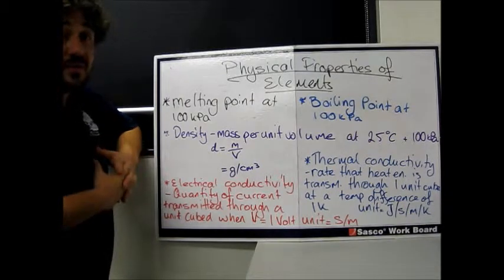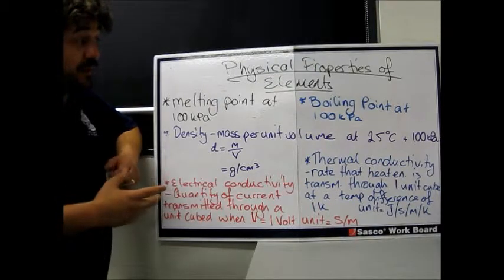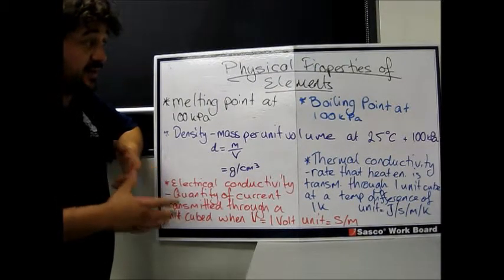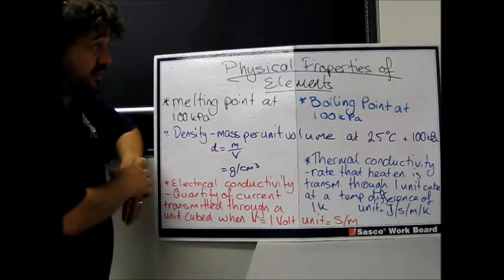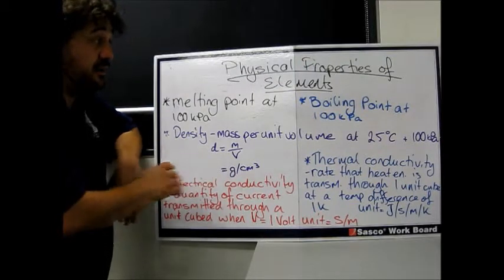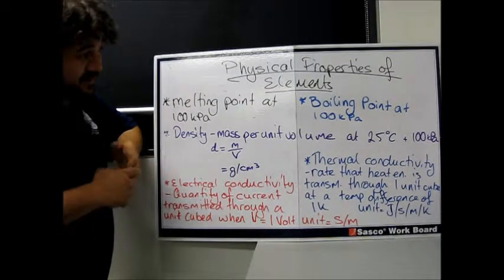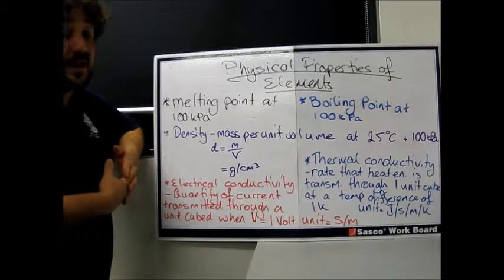So melting point, these are all specific to each element and each compound for that matter. Every single pure substance has specific ones of these properties that are just theirs. So melting point at 100 kilopascals, boiling point at 100 kilopascals. If we have a pure substance, we can use these to work out what they are.